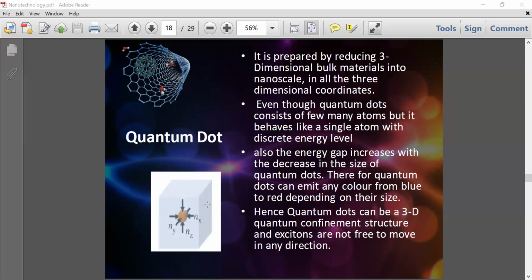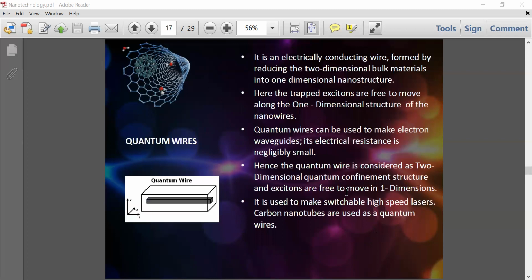And quantum dot is three-dimensional confinement or zero-dimensional material. Here, in three-dimensional quantum confinement structures, the electrons are not free to move in any direction. That is zero-dimensional material or three-dimensional confinement. Here the electrons are confined in all three dimensions. That is quantum dot.